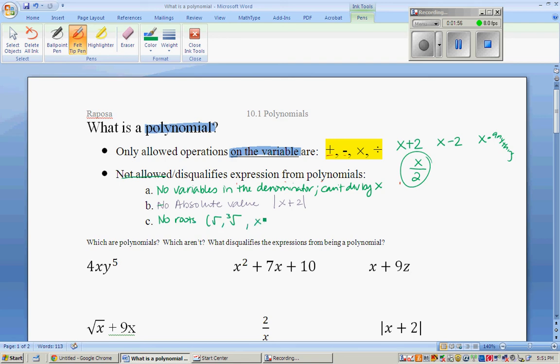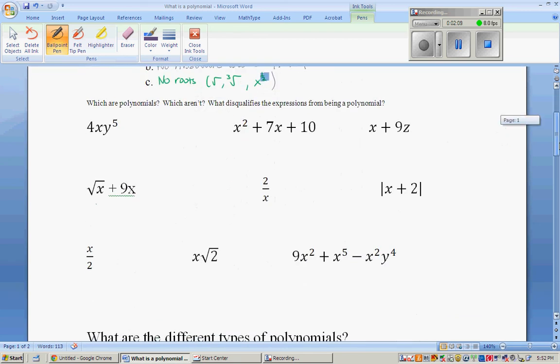No funny x raised to a funny fraction. That would mean this little fraction. We won't see this. This is more of an algebra 2 problem. Those would also disqualify you. So I want you to hit pause, and I want you to look at these 9 different expressions and decide which are polynomials and which aren't. And if they aren't, circle the part that's a problem.